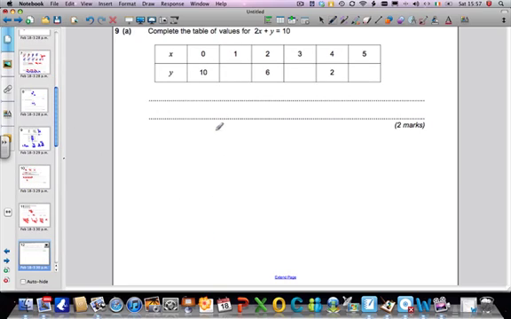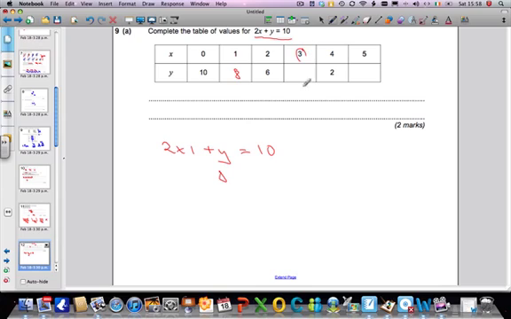Right, we're asked to complete a table of values for 2x plus y equals 10. And it's already filled in some of the values for us. This is going to be a straight line graph, by the way. Anything with x and y in it, like so, is always a straight line. So all we've got to do is substitute the various values of x in to get the corresponding value of y. Well, if I substitute 1 in for x, we'd have 2 times 1 plus y should equal 10. That means y must be 8.